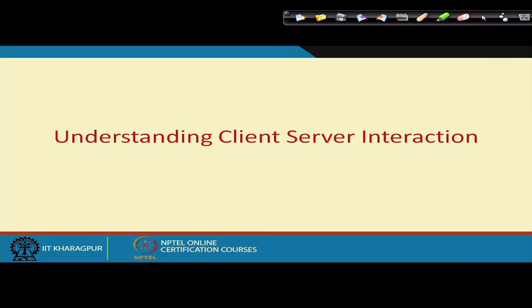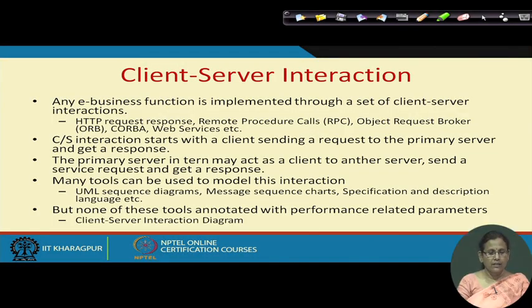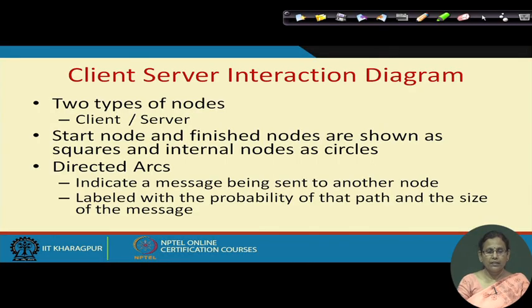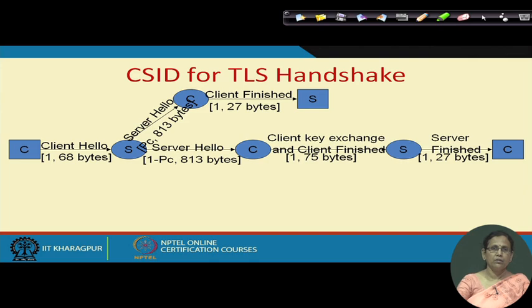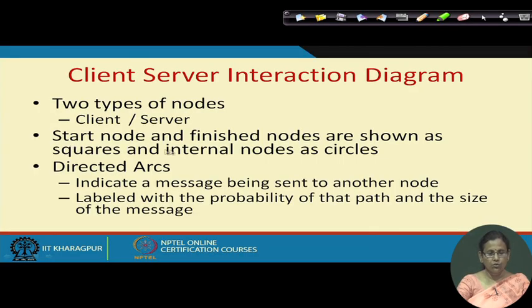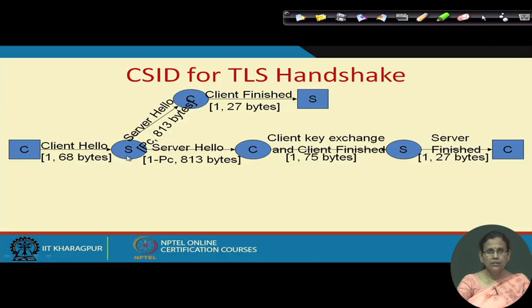Now, let us see these steps in a little more detail using something called a client server diagram, which we are going to use subsequently. In a typical client server interaction diagram, we will have two types of nodes, one is the client node and another is the server node. The client node will be represented with C, and the server node will be represented with S, and when the operation starts there will be a start node which will be represented as a square, and all the other nodes will be in a circular shape.